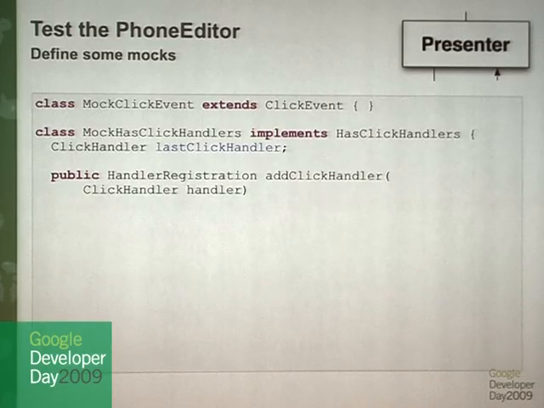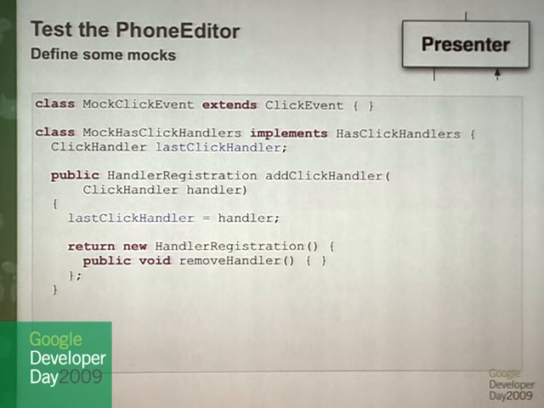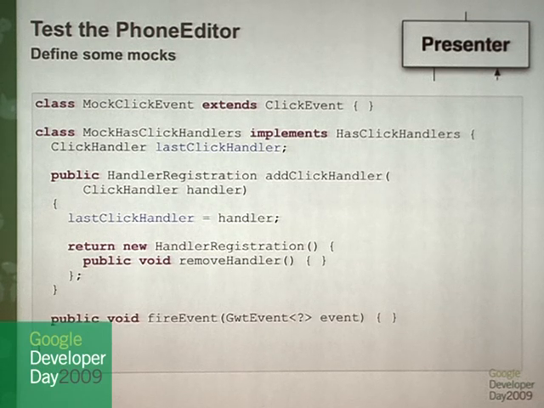This is the mock. We're going to do something similar with the mock click event. Or the mock click event is just an empty class. Let's see, mock has click handlers. This is a fake class. Okay, so all we do is we take the last handler that was passed in, and we save it in a variable called last click handler. And that's it. The fire event is empty because we don't actually need to do anything.